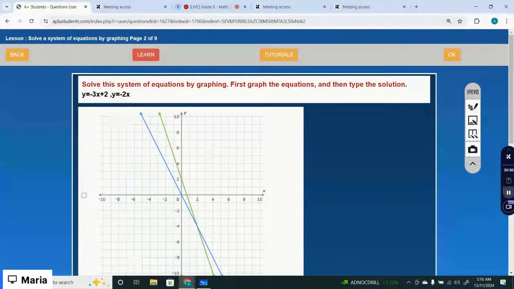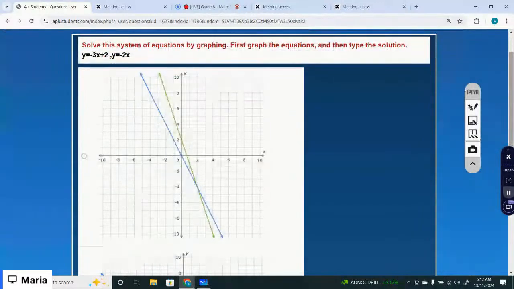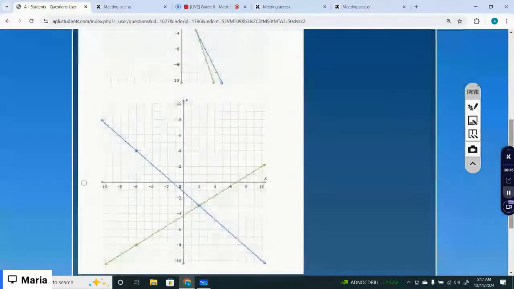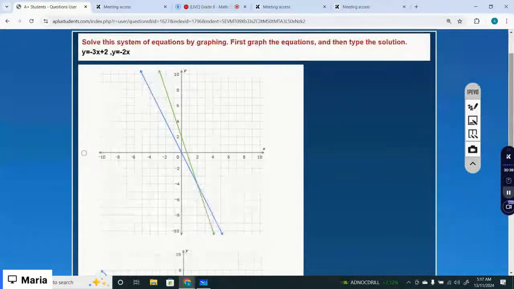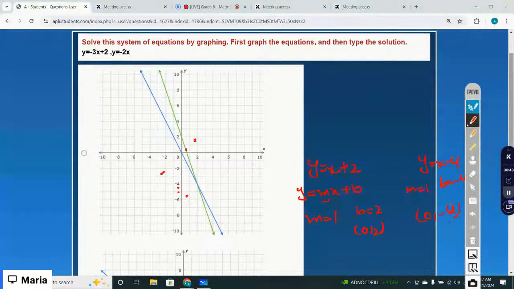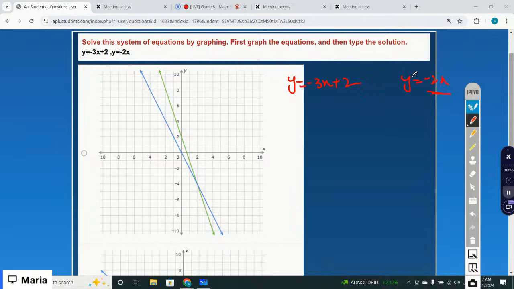Solve this system of equations by graphing. That is y equals negative 3x plus 2 and y equals negative 2x, right? So let's just see which is the correct option. The first one is y equals negative 3x plus 2. The second one is y equals negative 2x. For this equation, you're not given the y-intercept. So that means the y-intercept must be 0. The line is passing through the origin, right?